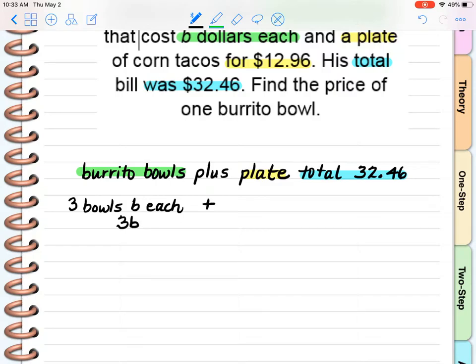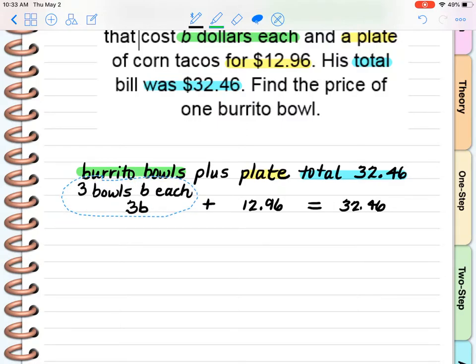Plus, we know the amount for the plate. We don't have to do anything. They told me that amount. Total is the equal sign, and $32.46 is the constant. So let me move this up a little bit and help you see that. So here's the equation written out there that we need to solve.